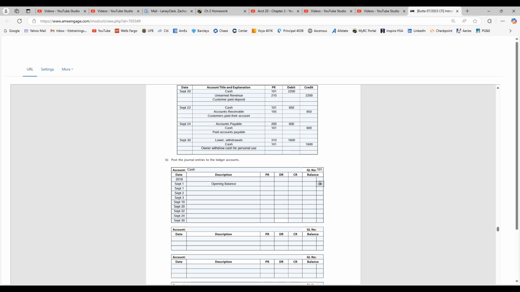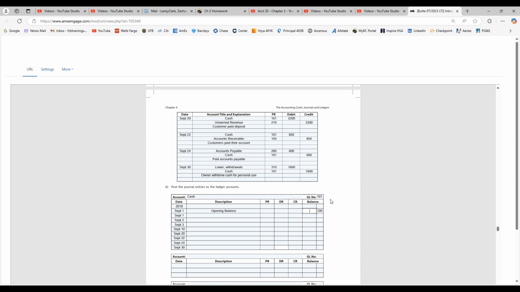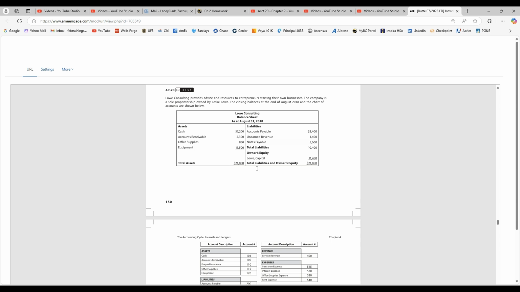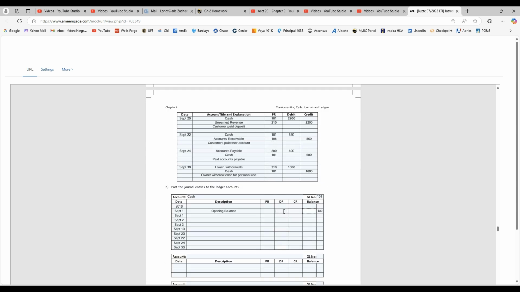So, okay, a debit normal balance for cash, like we mentioned previously. Sorry about that. Okay, so as I mentioned previously, we have the balances for the end of August, and so that will be our beginning balances for September. So let's go down and put these opening balances in. So cash has an opening balance of $7,200.